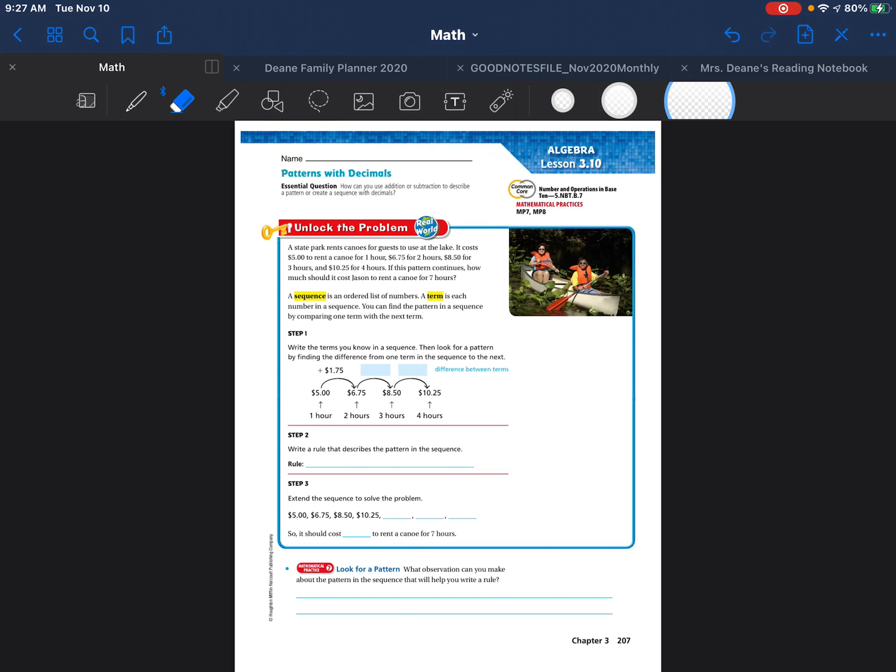Hi everyone, today we're going to do lesson 3.10, which is patterns with decimals. You guys have been working on patterns since you were little kids, skip counting, counting by fives, twos, trying to find the different patterns that a number set is increasing by or decreasing by. So this really shouldn't be anything too new, but today we're going to talk about patterns with decimals. So, you guys should start off on page 207.